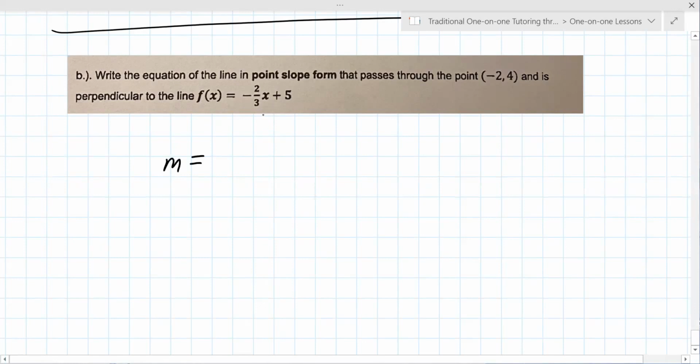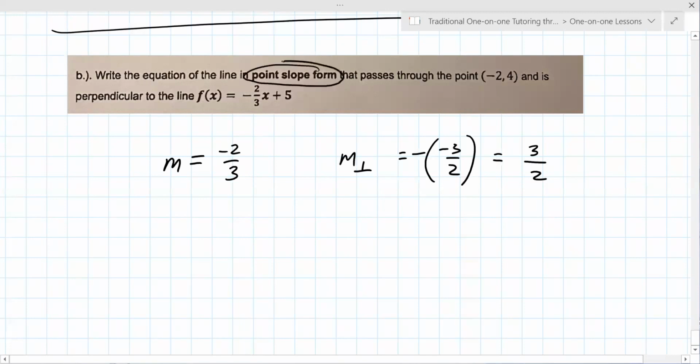What is the number in front of x? It's the same question. What is the number in front of x here? -2/3 x. Just the number. Now for the perpendicular, you have to flip this. Yep, to -3/2. And then you have to negate it. So two negatives make a positive.